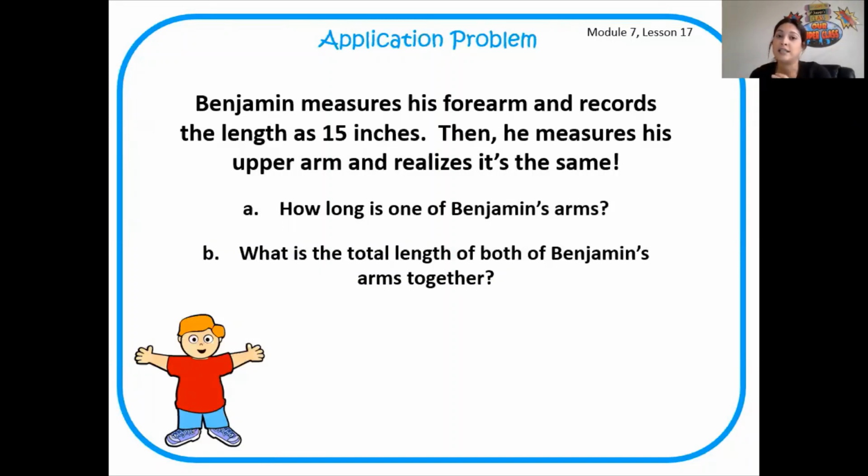I want to see RDW. We already read the problem. Okay, I want you to draw a picture. You can draw a tape diagram or a number bond. And I want you to write a sentence answering both questions. Again, pause the video and then come back when you're done.